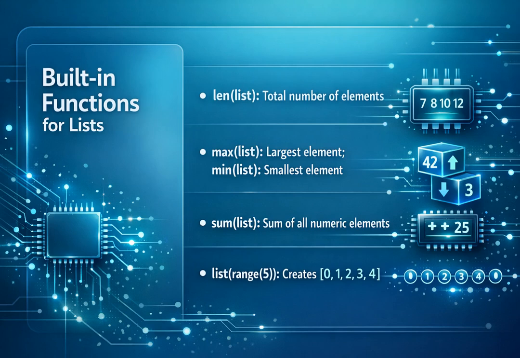Python has several built-in functions that work well with lists. Len returns the count of elements. Max and min find the largest and smallest values. Sum adds all numeric elements together. And the list function converts other sequences like ranges and strings into lists.